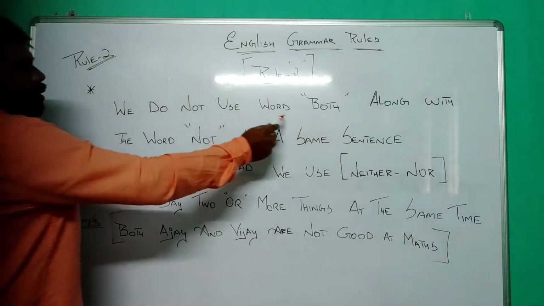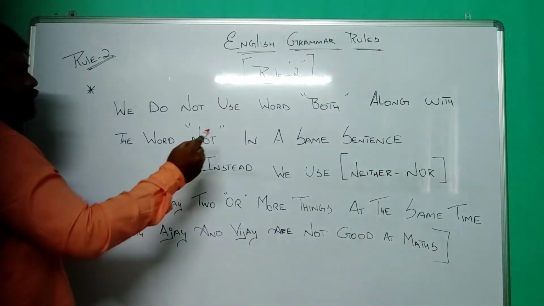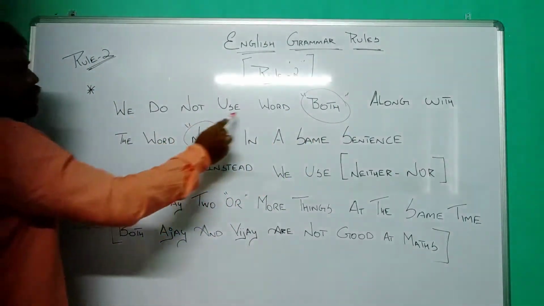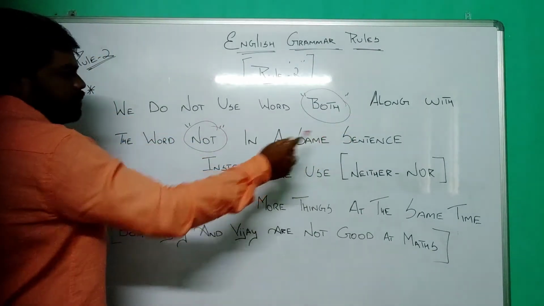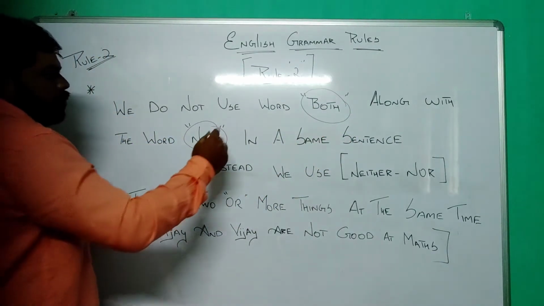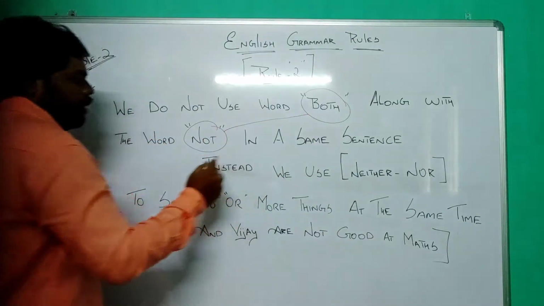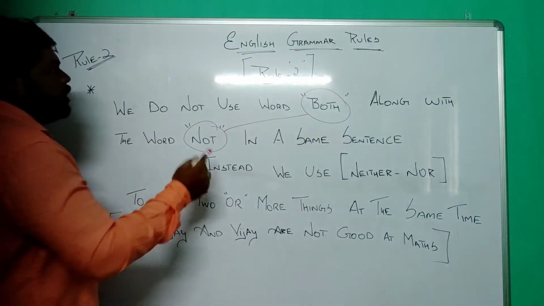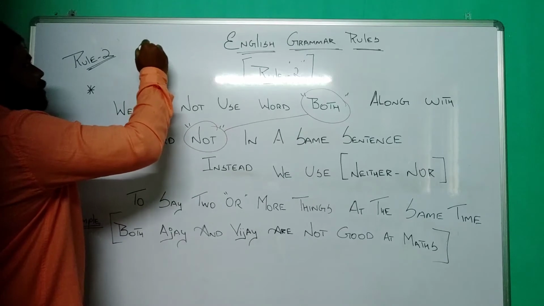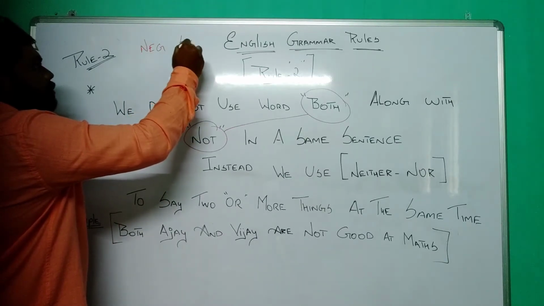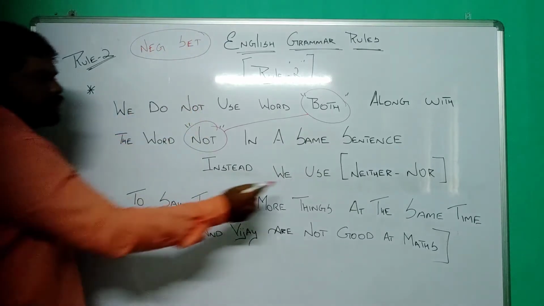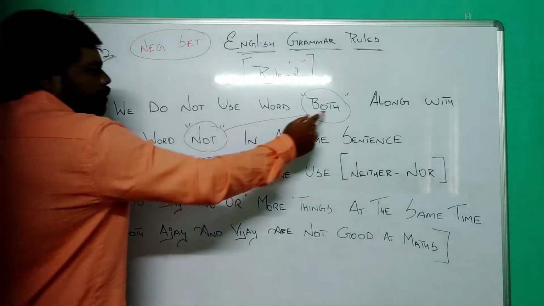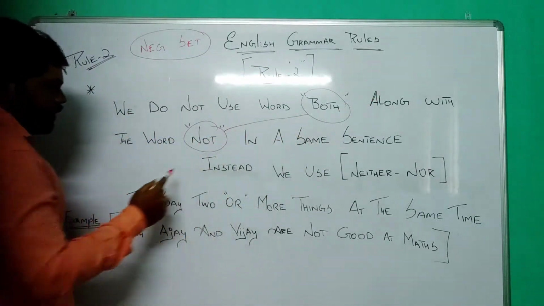we do not use the word both along with the word not. Both and not. We do not use the word both along with the word not in the same sentence. Can you understand? We do not use both and not in the same sentence. Instead, we use neither nor, mostly for negative sentences. We use neither nor instead of both and not.